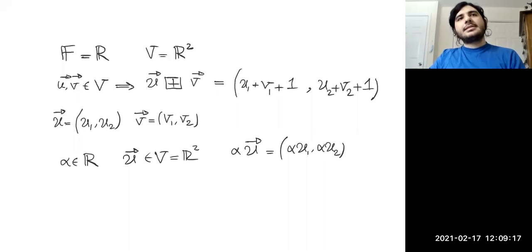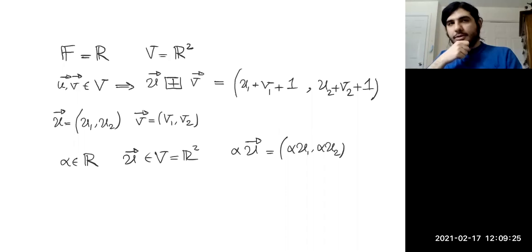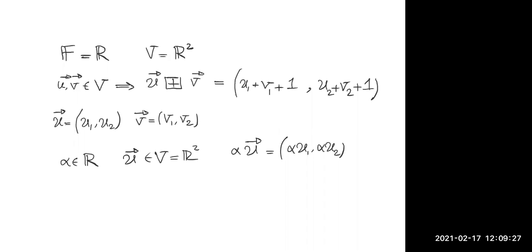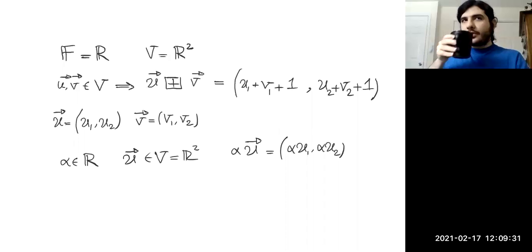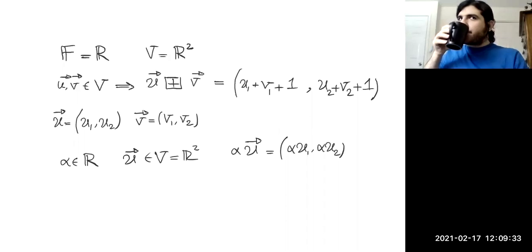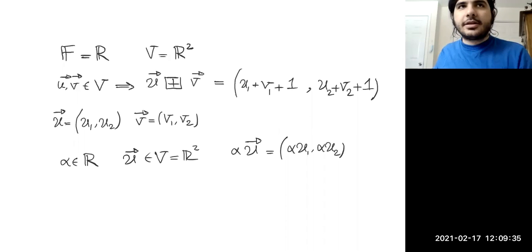Does anyone have the answer? You can unmute yourself and say it if you think you know if this is a vector space or not. I would think no, because there's a problem with the 0. Mm-hmm. Okay, yeah, and also in the chat, I see someone has said not distributive.